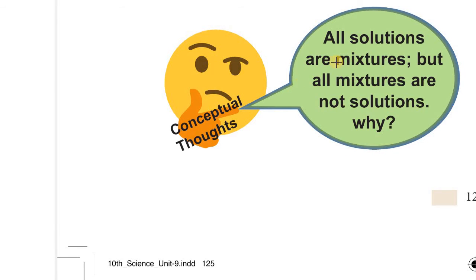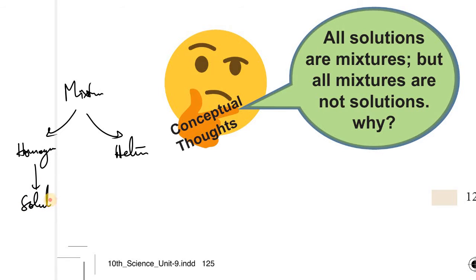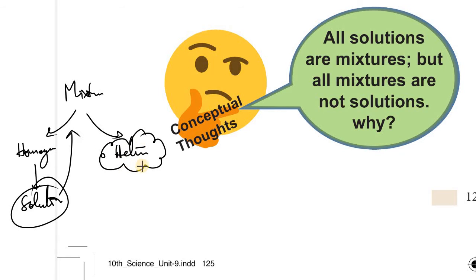Now what do you think about it? All solutions are mixtures, of course. What is a mixture? When we mix something, right? Now mixtures can be uniformly distributed or homogeneous, or they can be non-uniformly distributed or heterogeneous. And right now we are talking about homogeneous mixtures, which are basically solutions, right? So all solutions are effectively mixtures. But there are some other mixtures which are heterogeneous. So this means all mixtures are not solutions, but all solutions are mixtures.